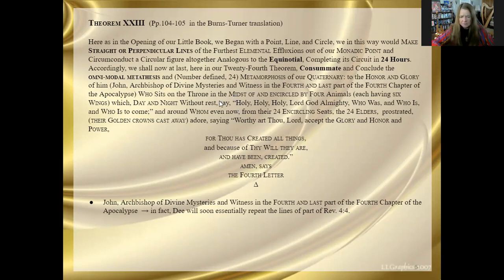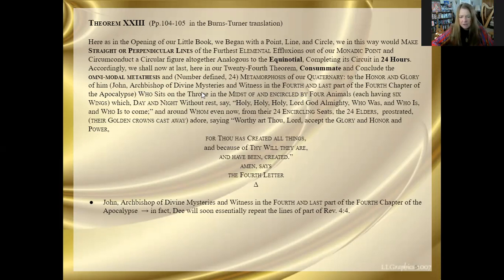Okay, so who sits on the throne in the midst of and encircled by four animals. Well, wait a minute. Why is he doing it this way? No, this isn't a mistranslation. It is John in parentheses who sits on the throne, but that's Jesus. Because by having the revelation, John has merged with the Christos. He has become an anointed one.